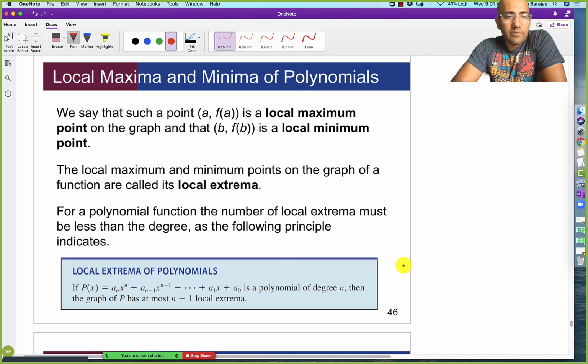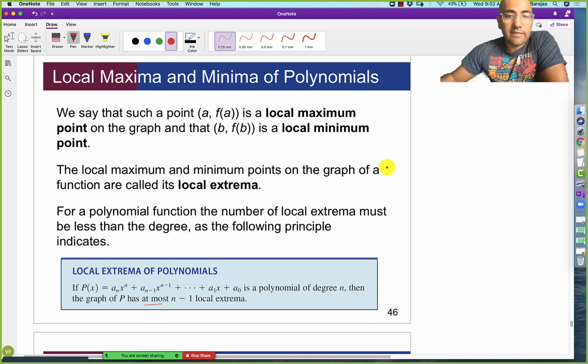This next theorem just helps us identify how many to expect. So if p of x is a standard polynomial of degree n, then the graph has at most n minus 1 extrema, combinations of maximums and minimums. And note that this is at most. It doesn't mean that it has to have that many. It's the most it could possibly have, but it might be less.